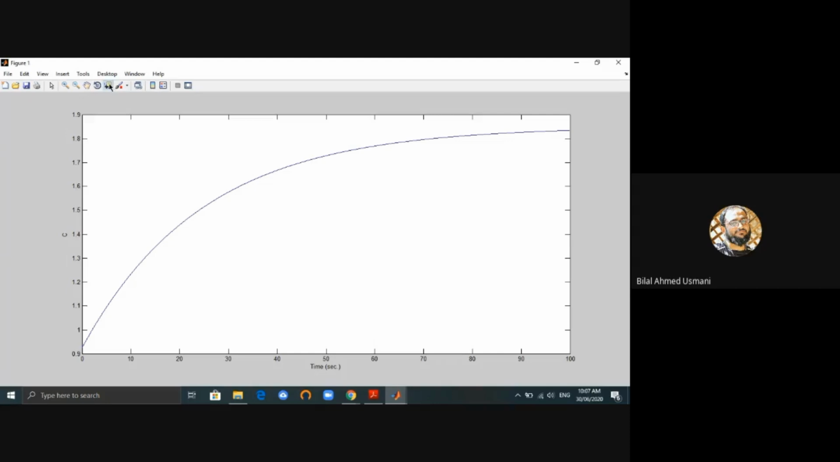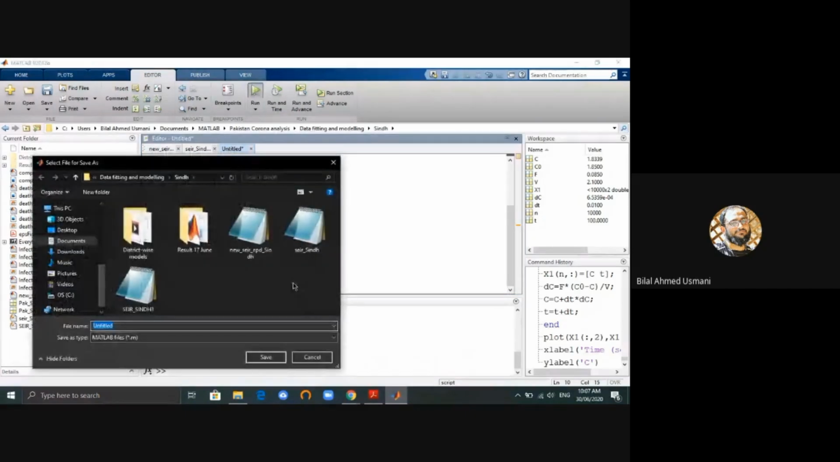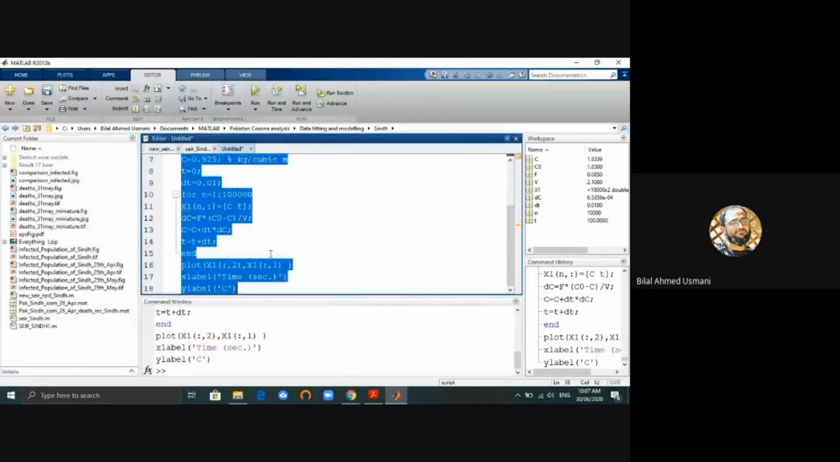What's the point at the end? The carrying capacity of the tank is 1.834. It's a very small number, but it's 1.834. And if I integrate it for a larger bit of time, you can see that it will stop over there. No, I won't save it.